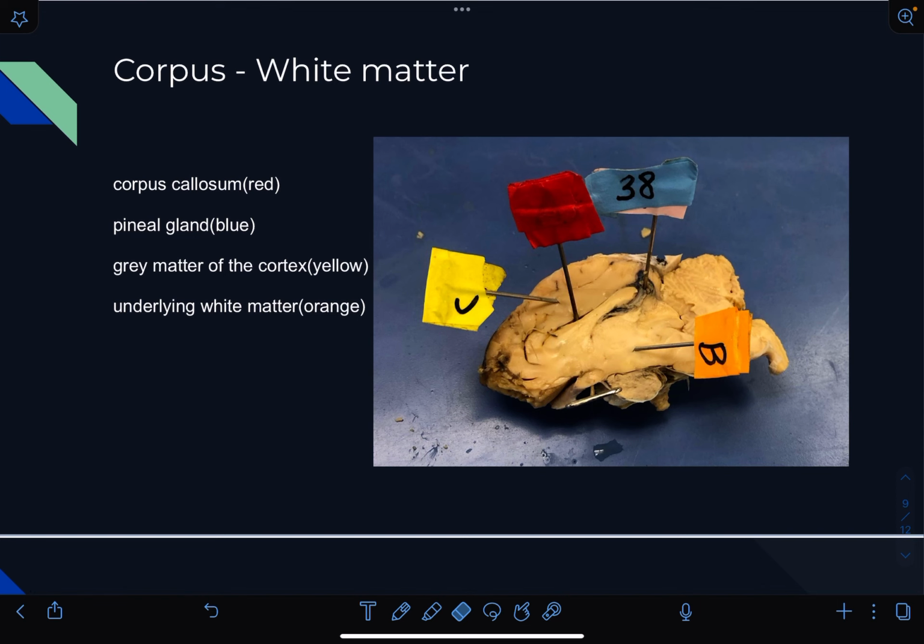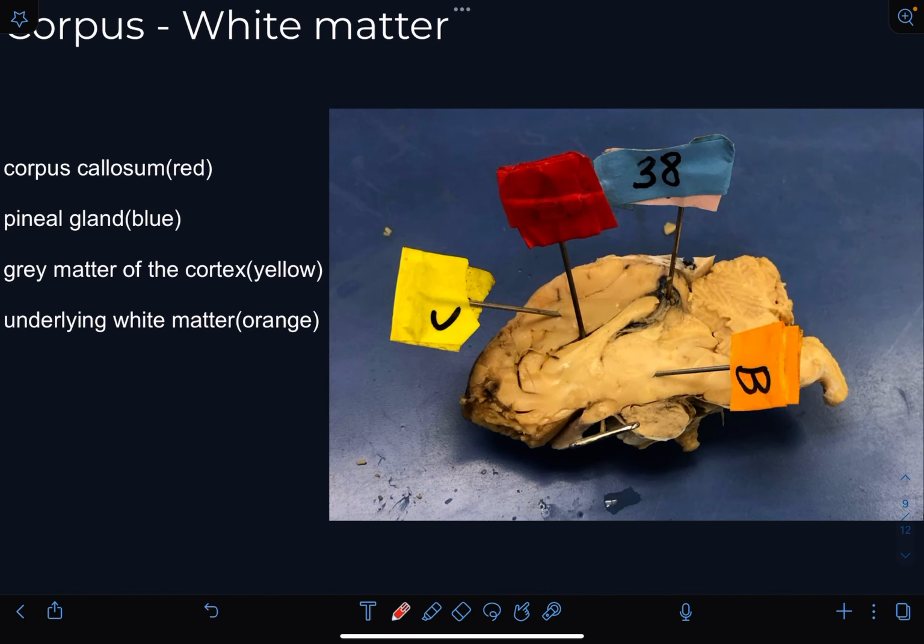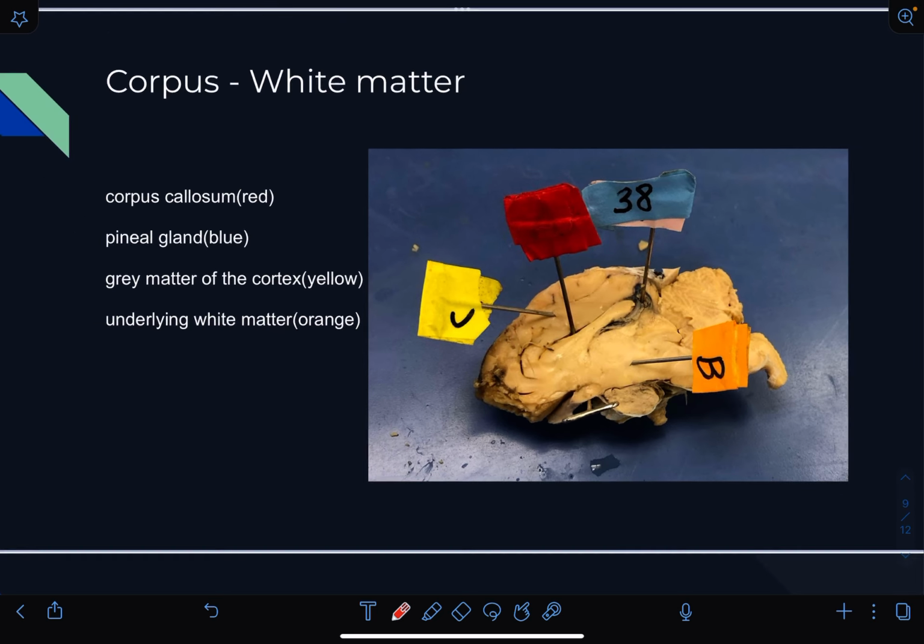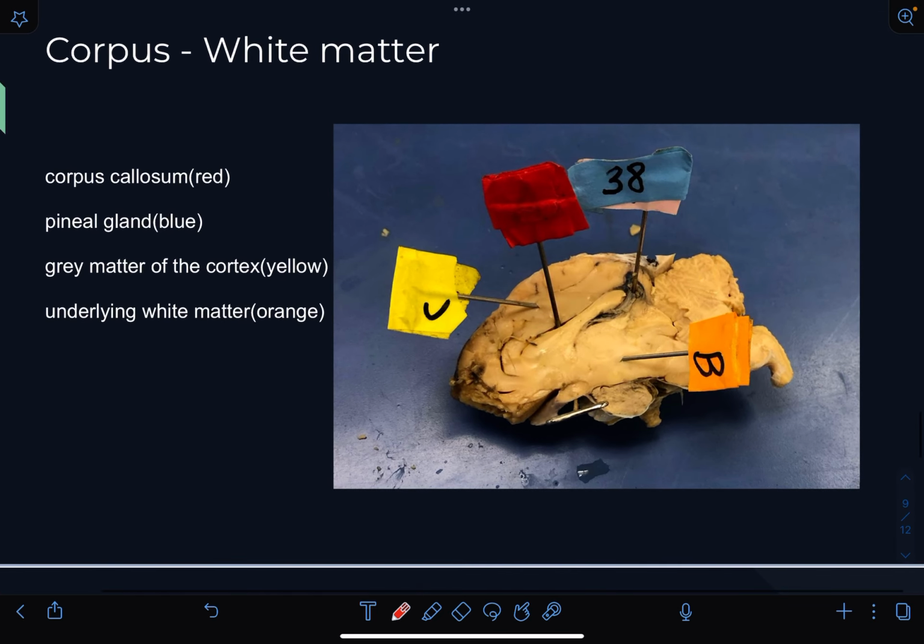Now we have the gray matter, which is going to be this part. Anything in this part right here. The gray matter is involved in muscle control, sensory perception, memory, emotions, and speech. And then the white matter is basically anything in this area. The white matter transmits signals between different parts of the cerebral cortex and between the cortex and the rest of the nervous system.